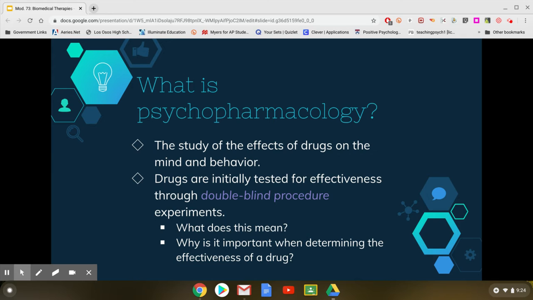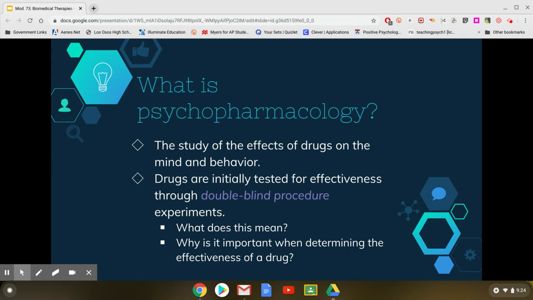First, just in general, these drug therapies are called psychopharmacology. This area of study looks at the effects of drugs on the mind and behavior. This slide is a great review of our research unit, looking at how drugs are initially tested. They're generally tested using a double-blind procedure. Hopefully you remember what that is.